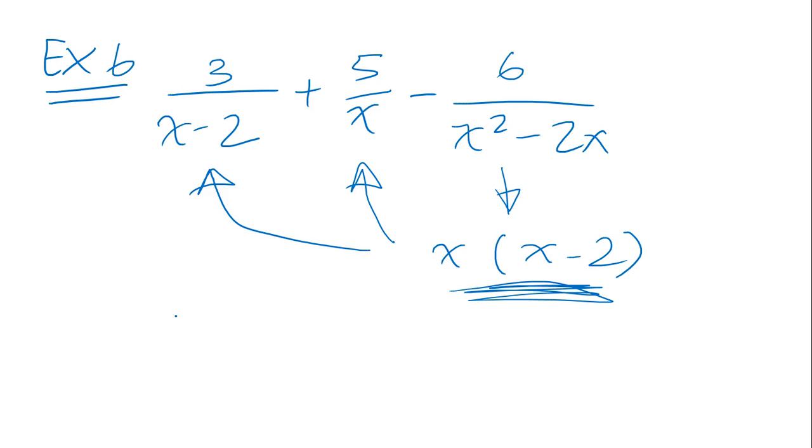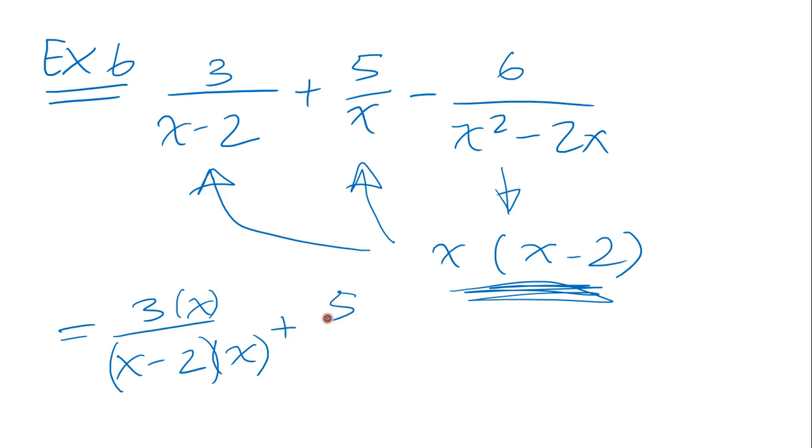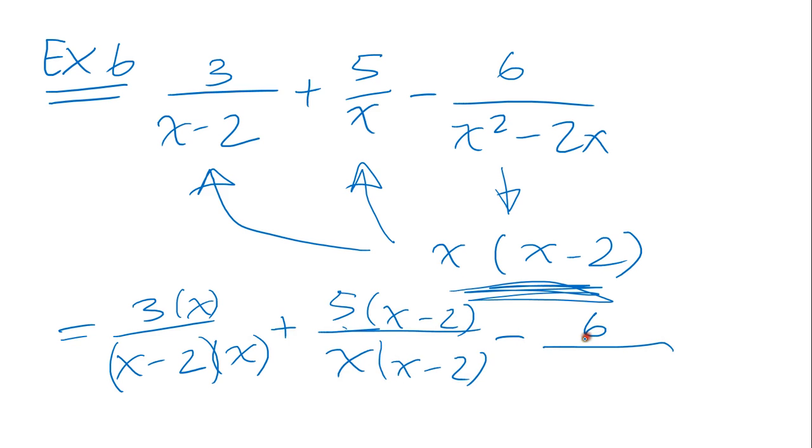So I can basically rewrite this as, I'm going to go ahead and write 3 over x minus 2 times x, plus 5 over x, x minus 2 over x minus 2, which is just 1, minus 6, and this one doesn't change, x times x minus 2. All right, so now they're all common.